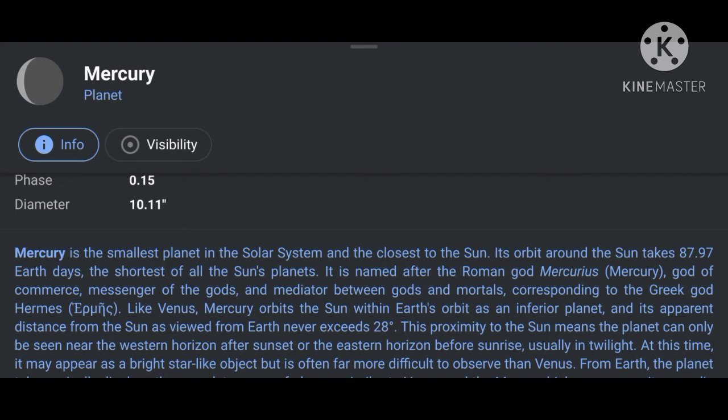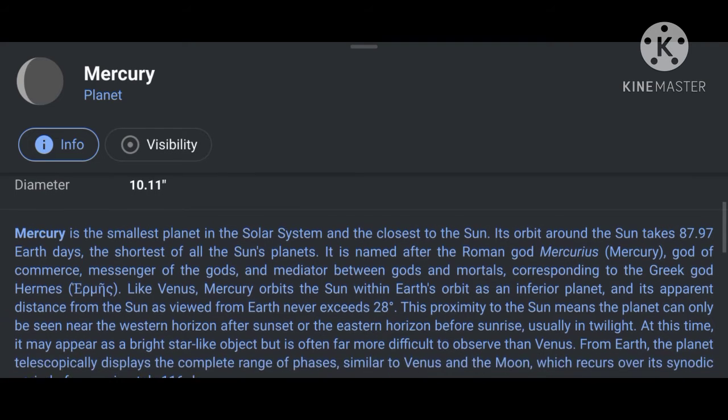So here it says that it is the smallest planet in the solar system and the one closest to the sun. Its orbit around the sun takes about 87.97 Earth days, and that is one of the shortest of all the sun's planets. Another interesting fact is that this planet is named after the Roman god Mercurius, or in English Mercury, the god of commerce, messenger of the gods, and mediator between gods and mortals. That also corresponds to the Greek god Hermes.